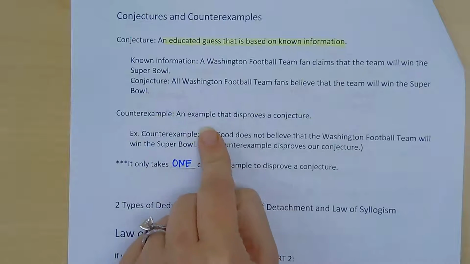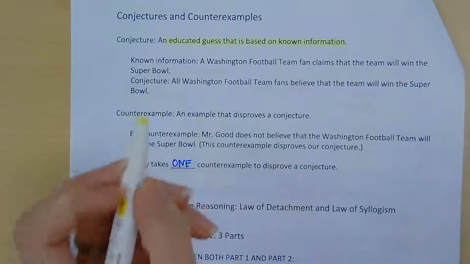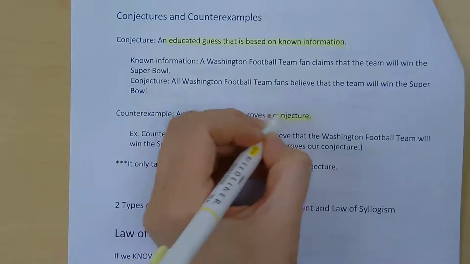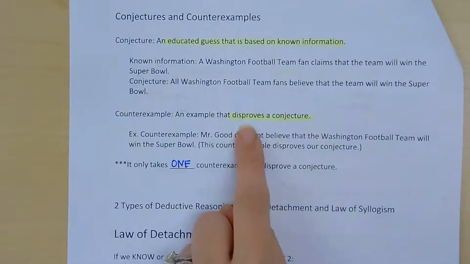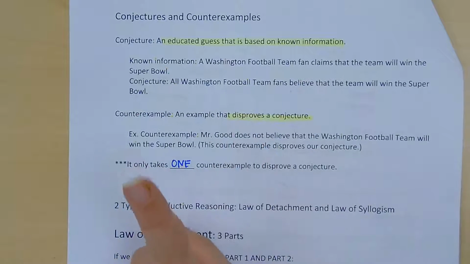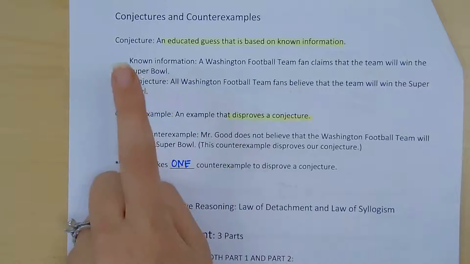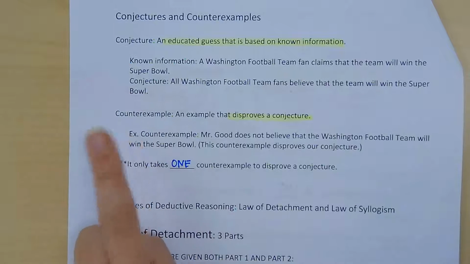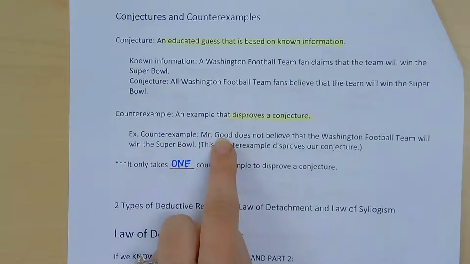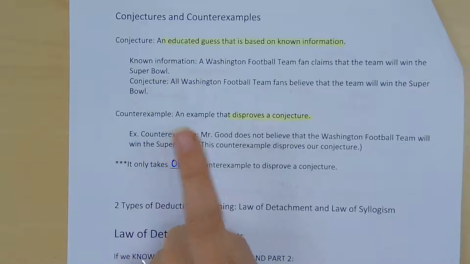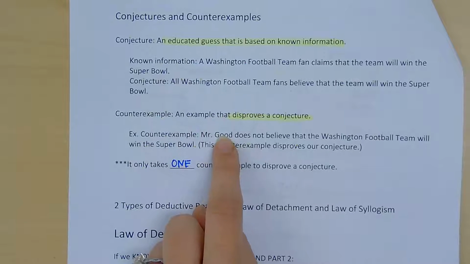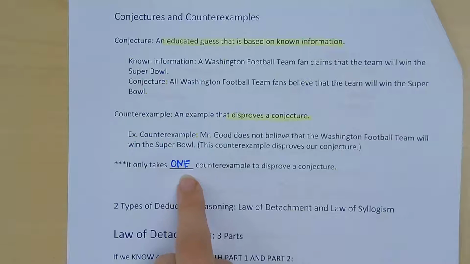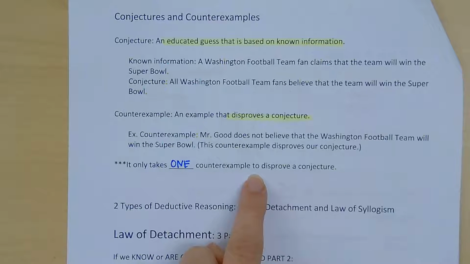And that brings us into counterexamples. A counterexample is an example that disproves your conjecture. So we want just one specific example that will disprove our conjecture of all Washington football team fans believe that the team will win the Super Bowl. And an example for that is that Mr. Good does not believe that the Washington football team will win the Super Bowl. That is one specific sample. It only takes one counterexample to disprove a conjecture.